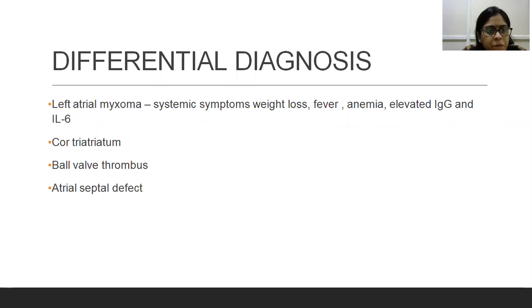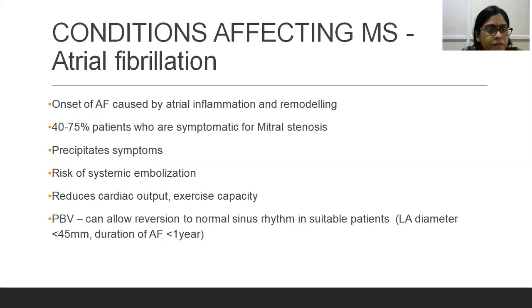Okay. In left atrial myxoma, patient will also have systemic symptoms like weight loss, fever, associated anemia, elevated levels of IgG, and interleukin 6. So conditions affecting mitral stenosis. I'll be talking about 3 conditions. First one is atrial fibrillation. Second one is pulmonary hypertension. Third one is pregnancy. Okay.